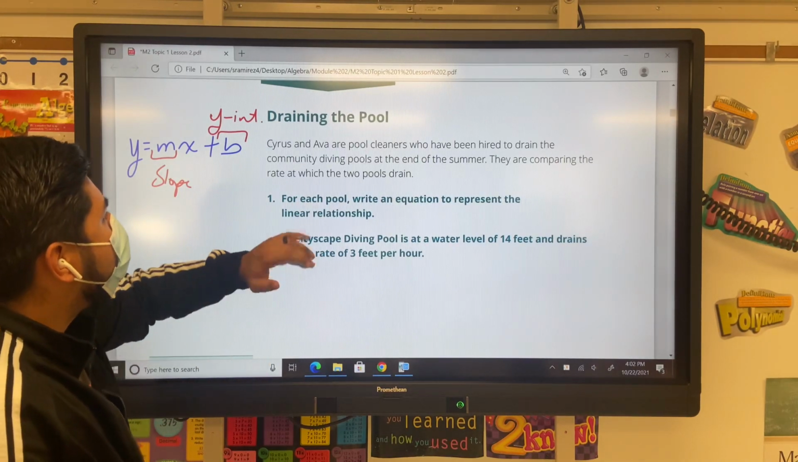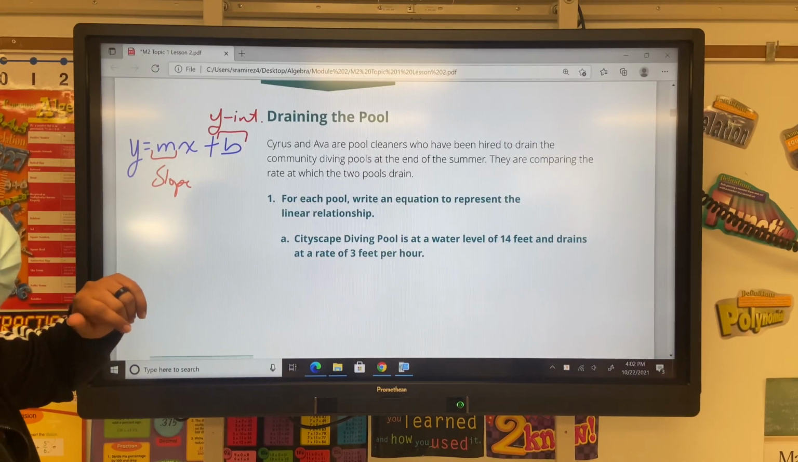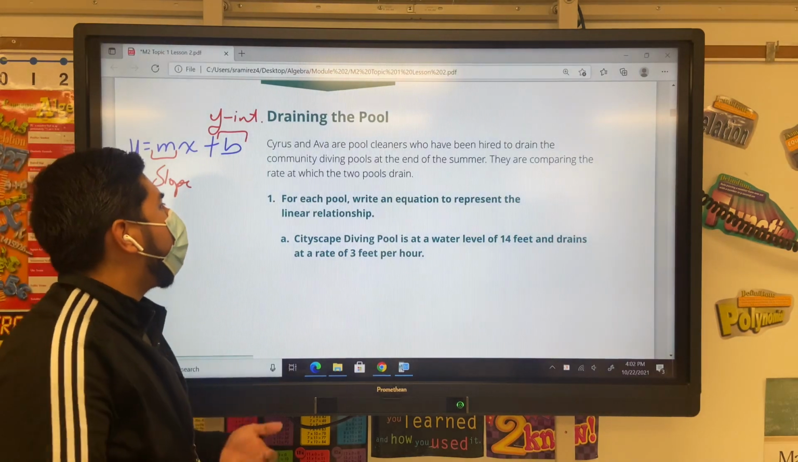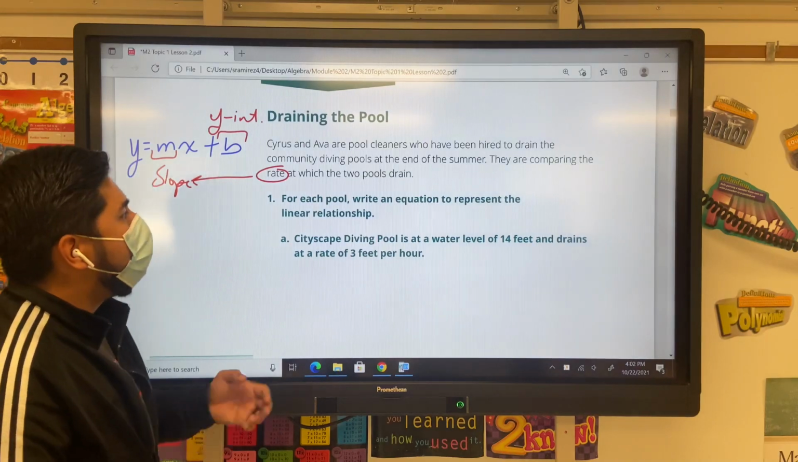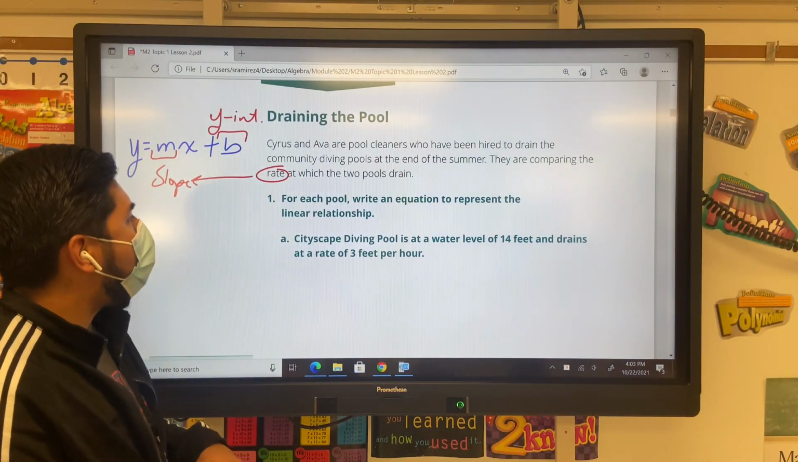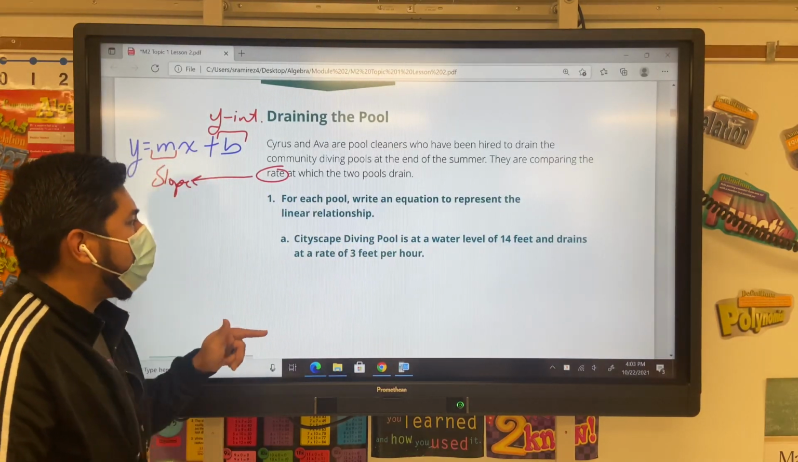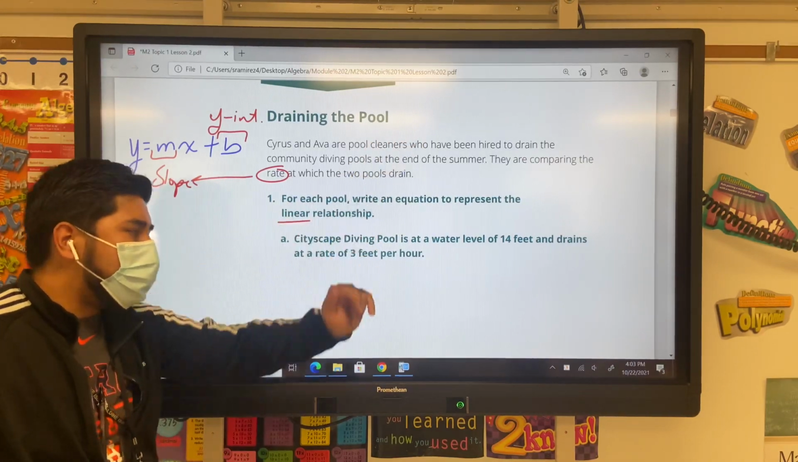Draining the pool. Cyrus and Abel are pool cleaners who have been hired to drain the community diving pools at the end of the summer. They are comparing the rate, which is slope, at which the two pools drain. For each pool, write an equation to represent the linear relationship. We are working on linear lines. We're just working on lines, nothing too crazy.